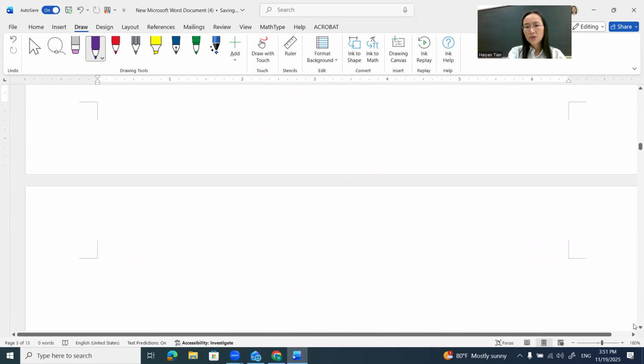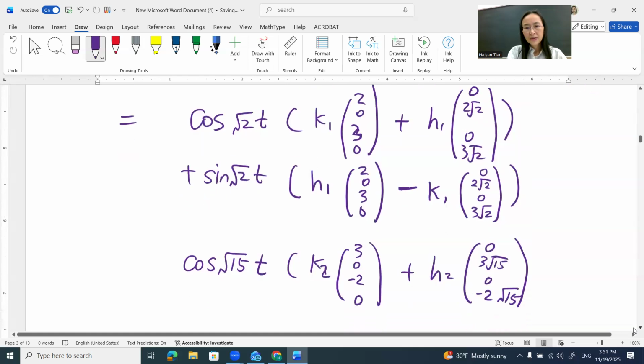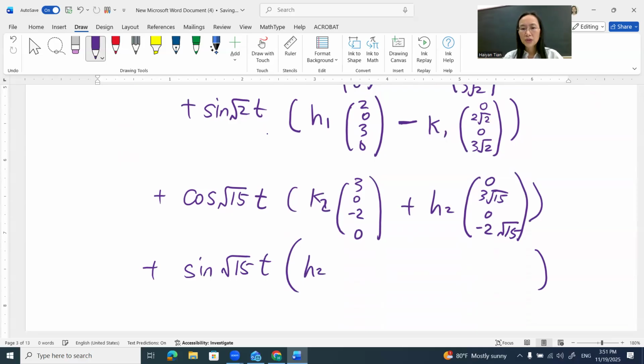Okay, so just continue. We have the cosine part, and now we need the sine part, sine square root of 15 t times whatever is here. That's H2 minus K2, and here U2, W2 again. So we just copy the vectors U2, W2.